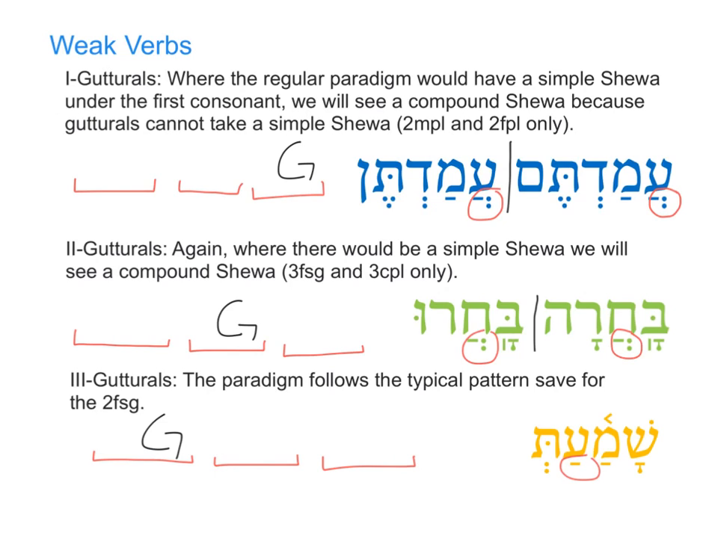Again, focus on what doesn't change. If you know that entire paradigm and you know that old rule of why a guttural can't take a simple shiva, then there's really nothing to worry about. Know the paradigm, revisit some of those old rules, focus on the endings, and don't be thrown off by some of these changes that might show up if a guttural is in the 1st, 2nd, or 3rd position.